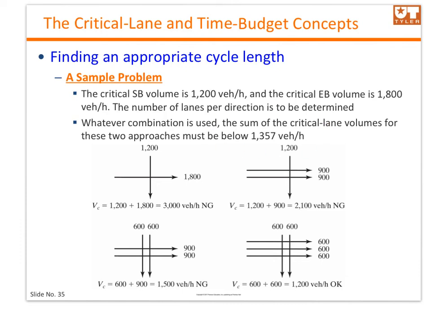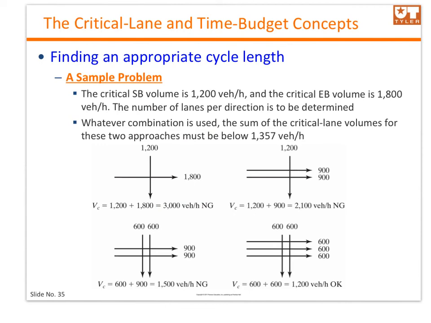So what to do? First, let's assume that we're going to have one lane per direction, or one lane per bound. So if we're using the 1200 and the 1800, that means 1200 plus 1800 is 3000 vehicles per hour, which is way more than the maximum volume, which is 1357. So that's no good.